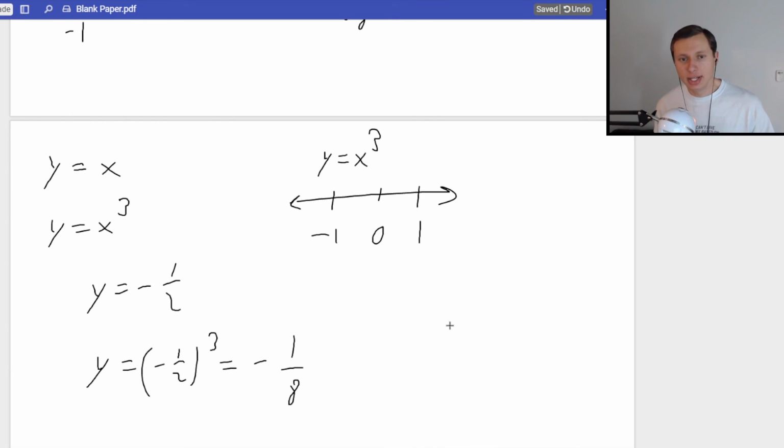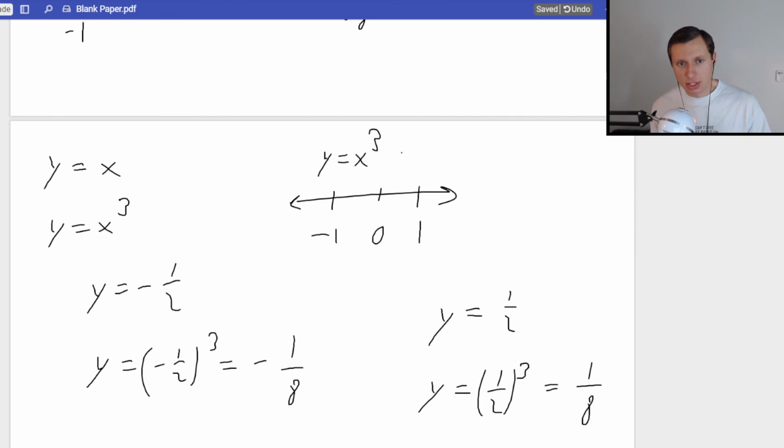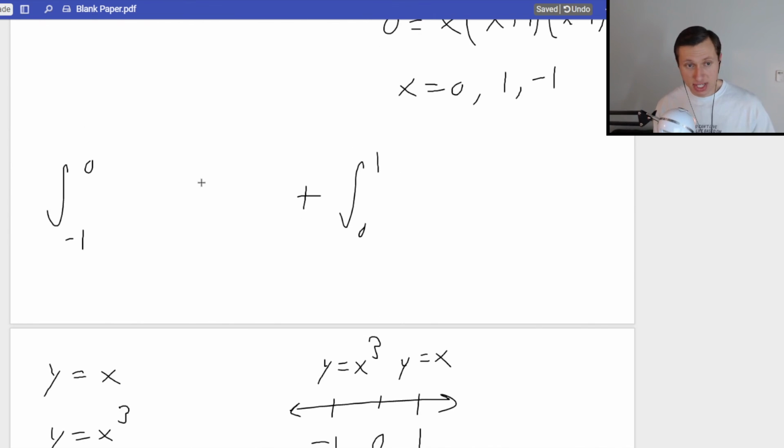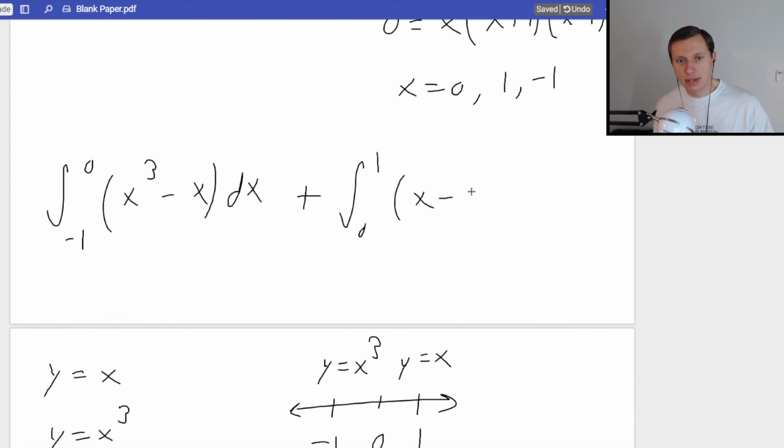Now from 0 to 1, you're going to see it's the opposite. Y equals 1/2 and y equals positive 1/2 cubed, which is positive 1/8. Now positive 1/2 is more positive than 1/8. So y equals x is on top in the region between 0 and 1. So ultimately this comes down to this. Integral from -1 to 0 is going to be the top function, which is x cubed, minus the bottom function, which is x, dx, plus the integral from 0 to 1 of the opposite. Now x is on top, minus x cubed on the bottom, dx.